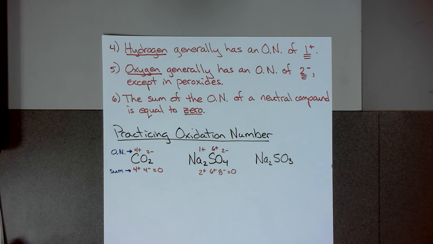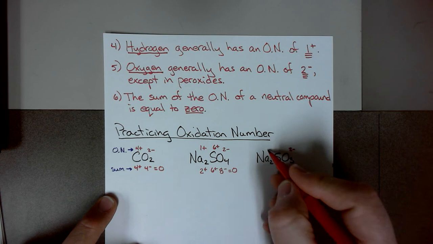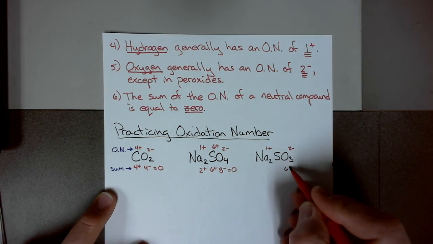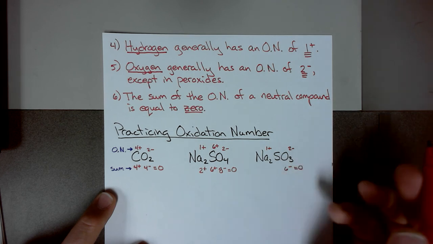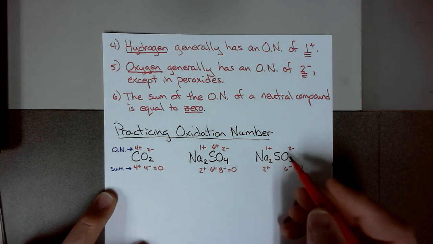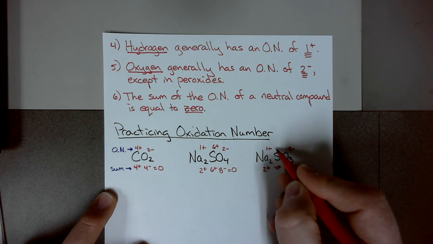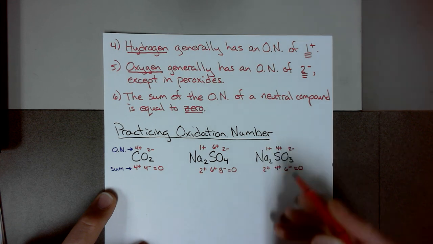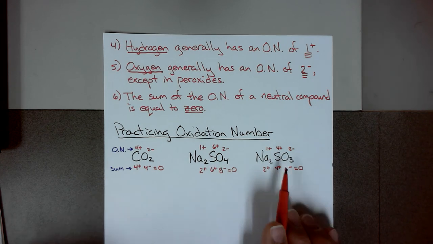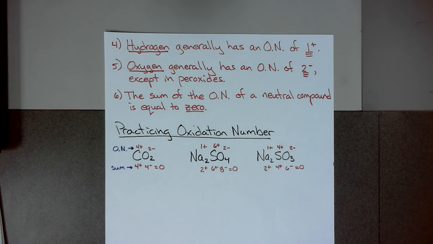Again, we know that oxygen is a 2-, and that sodium is a 1+. So when I do the sums, this will be a 6-. Remember, the sums have to equal 0. This will be a 2+. 1 times 2 is 2+. And so in the center we have to have a 4+ to come out to 0. Since there's only one sulfur, it's a 4+ charge. So you notice that sulfur can be a 6+ or a 4+. Now we call these oxidation numbers, even though we do use charges sometimes to determine oxidation numbers.